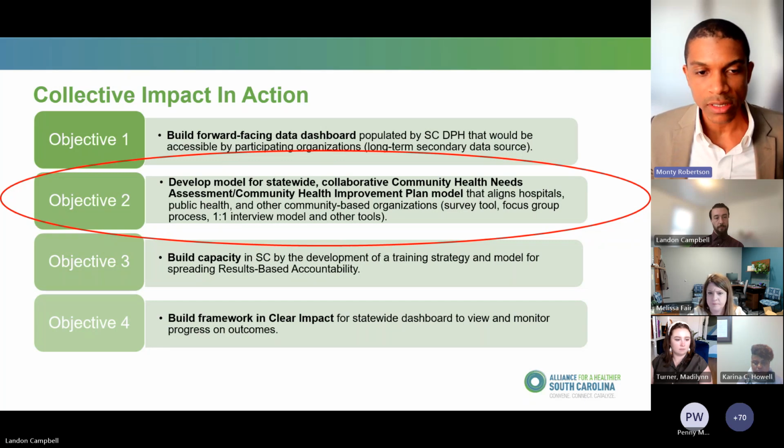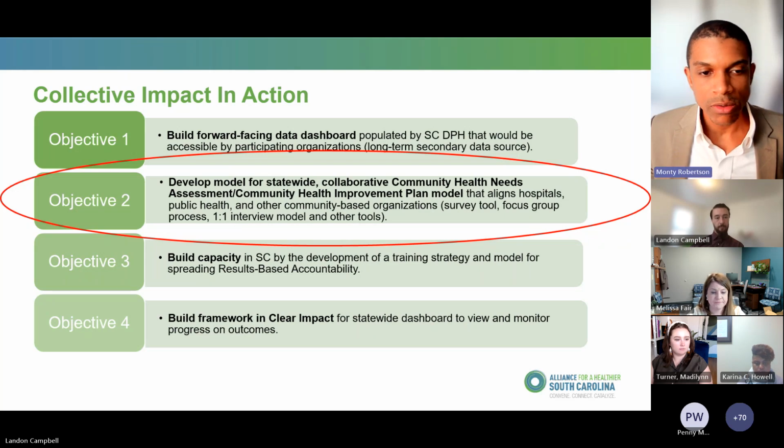Secondly, which is what we're focused on today, is the community health needs assessment and Community Health Improvement Plan. We're working with the Center for Applied Research and Evaluation out of USC and Furman University's Institute for the Advancement of Community Health to help develop a statewide and collaborative model for community health needs assessments and improvement plans.